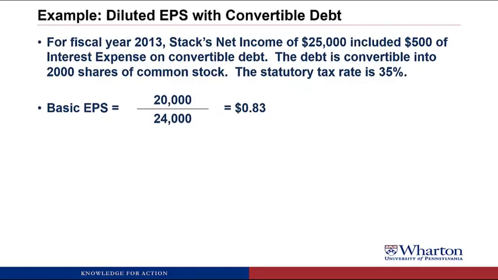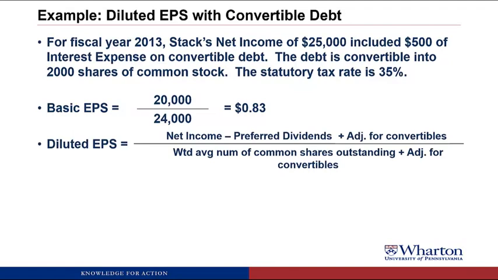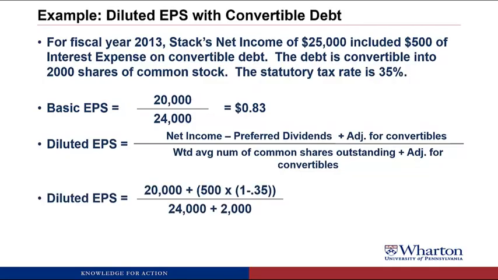So we're going to carry over basic EPS from before. This already has the net income minus preferred dividends in the numerator, and the weighted average common shares outstanding in the denominator. Now we need to adjust that for the effect of convertible debt converting to stock at the beginning of the year. So in the numerator, we're going to add back the after-tax interest expense. So we add back 500 of interest expense times 1 minus the tax rate to get the after-tax portion.